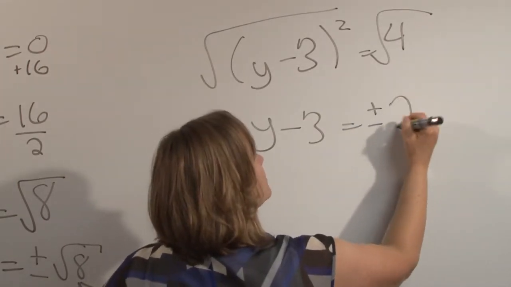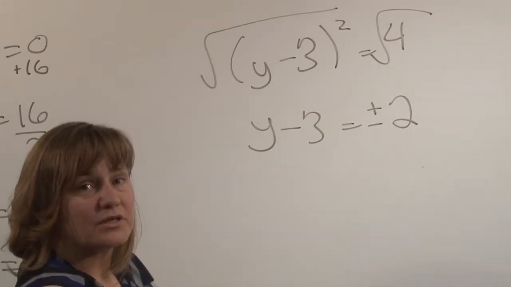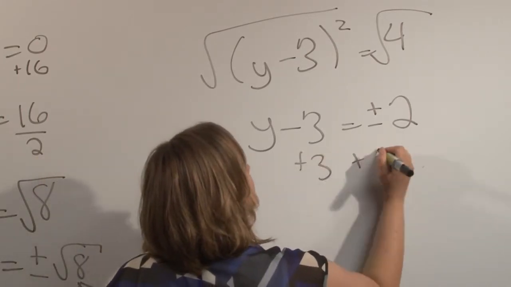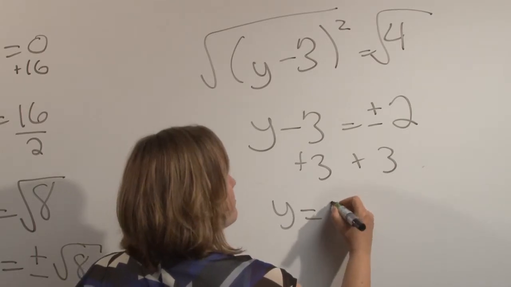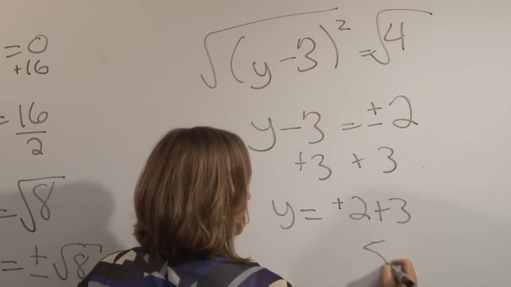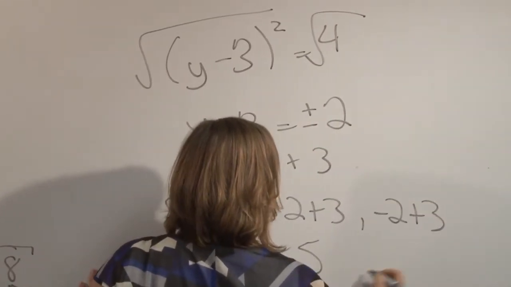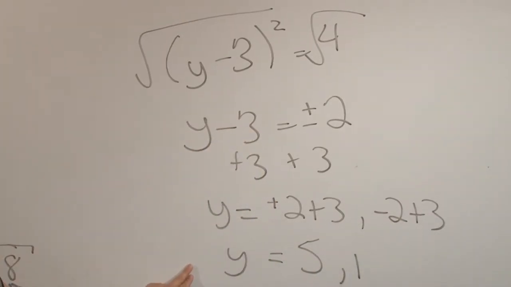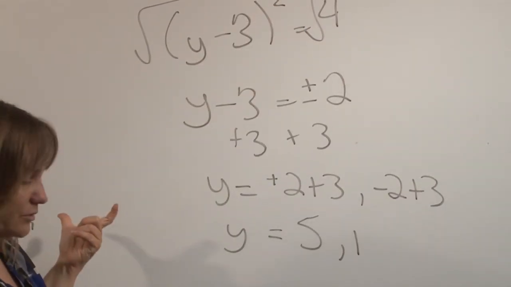Square root of 4 is 2. We're not done though. Our variable's not by itself. So we're going to have to keep simplifying. We're going to add 3 to both sides. So y equals positive 2 plus 3, which is 5, but it also equaled this negative 2 plus 3, which is 1. So we have 2 answers. And we're usually going to get the same amount of answers as we have as the power. So we're going to get 2.